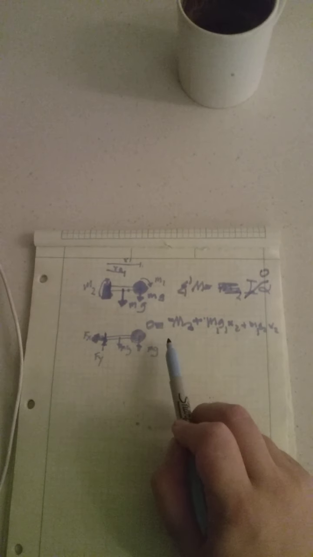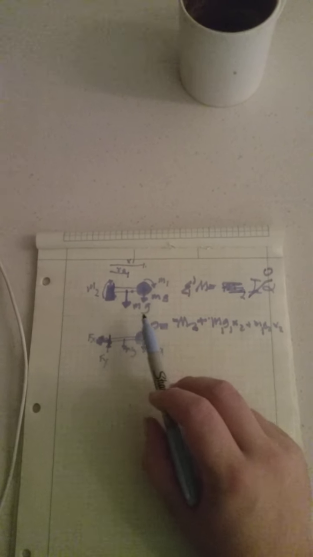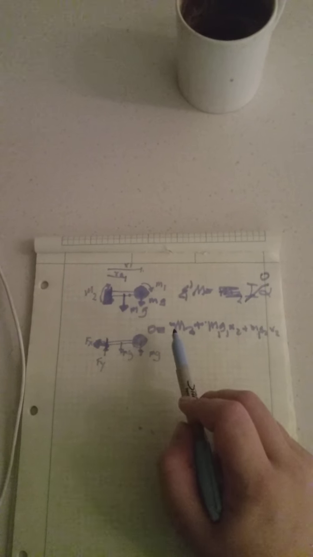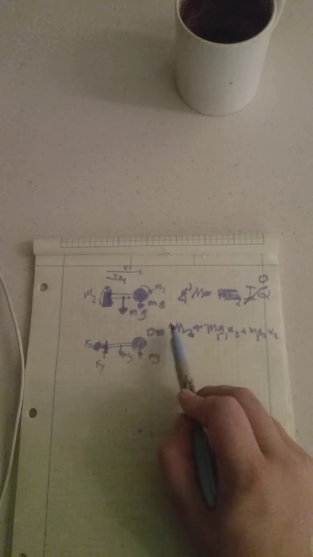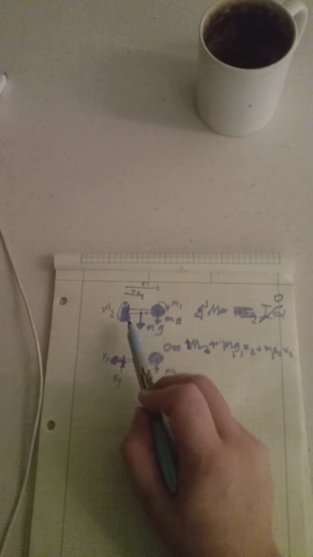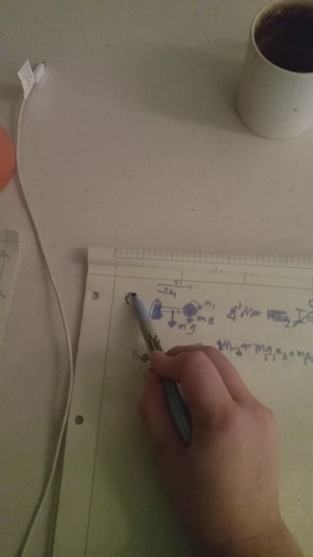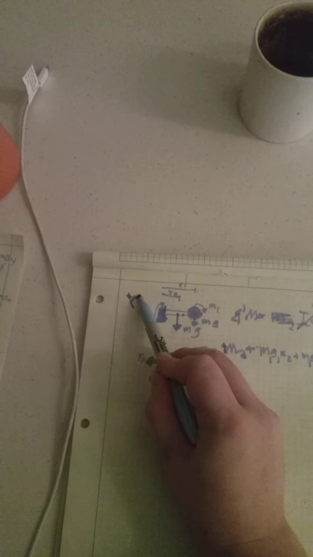So what I did is I summed the moments, and I put this M2 as negative so that it would be going in the opposite direction as these other two. But really it should be positive, because if we just put it in as it's drawn, then it should work out. So if we just write everything as it's drawn and we say this is positive, and really what you should do is put an arrow and indicate which direction is positive.